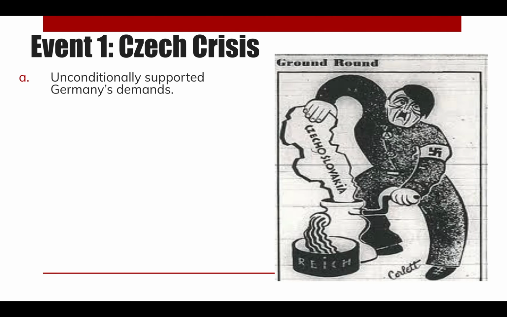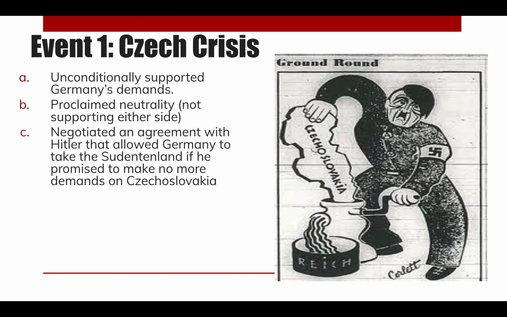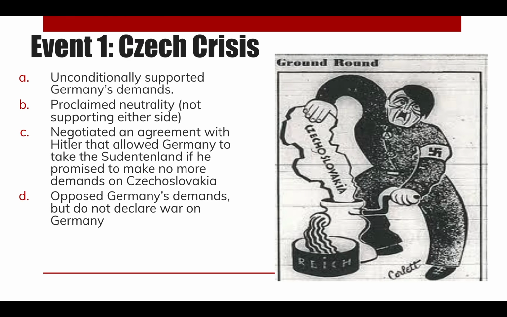Do you A, unconditionally support Germany's demands? So give in. B, proclaim neutrality, not support either side, Sudetenland or Hitler's side. C, do you negotiate an agreement with Hitler that allows Germany to take the Sudetenland if he promises to make no more demands, especially on Czechoslovakia? D, do you oppose Germany's demands but do not declare war on Germany? E, declare war on Germany is your other option. Okay, so those are our options as we go down here.